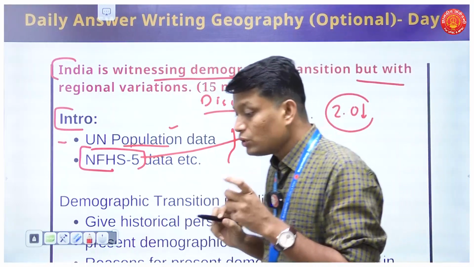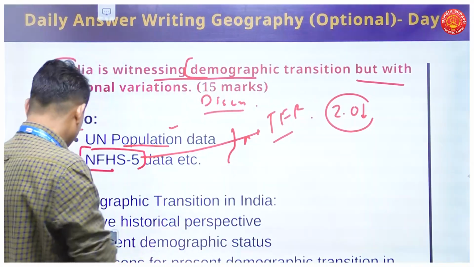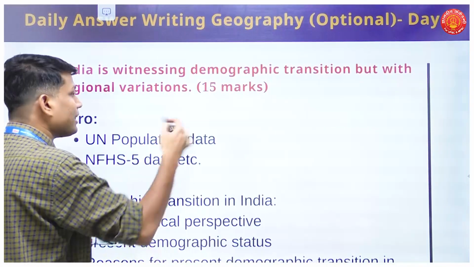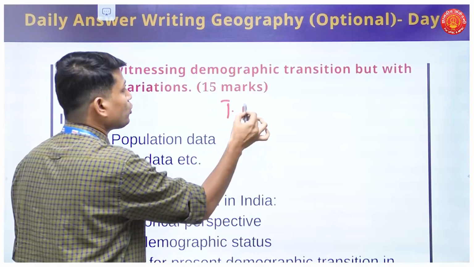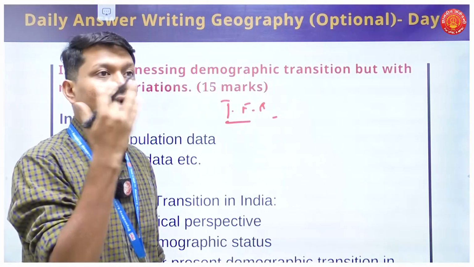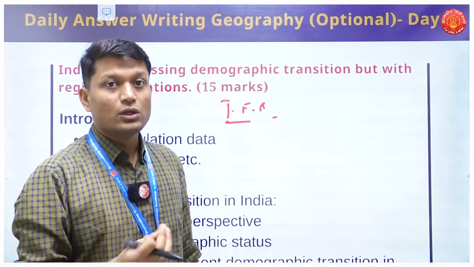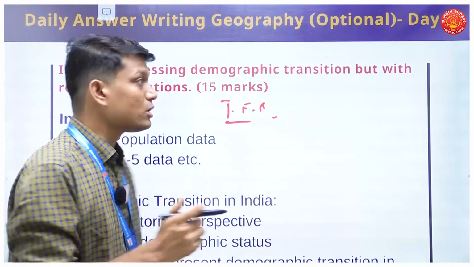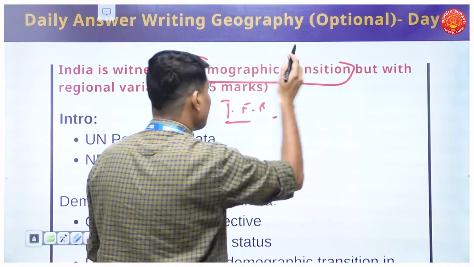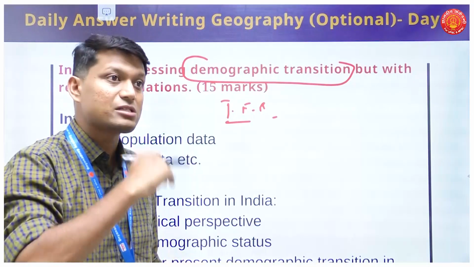So that is something you need to highlight because we are here talking about demographic transition. It may happen that you will merely write, let us say, any random data. If I go for total fertility rate or population growth rate and I say that India's total fertility rate has now dropped to 2.1 or even 2.0, that will not be sufficient because as we are talking about transition, I will have to show the transition in the best possible way.